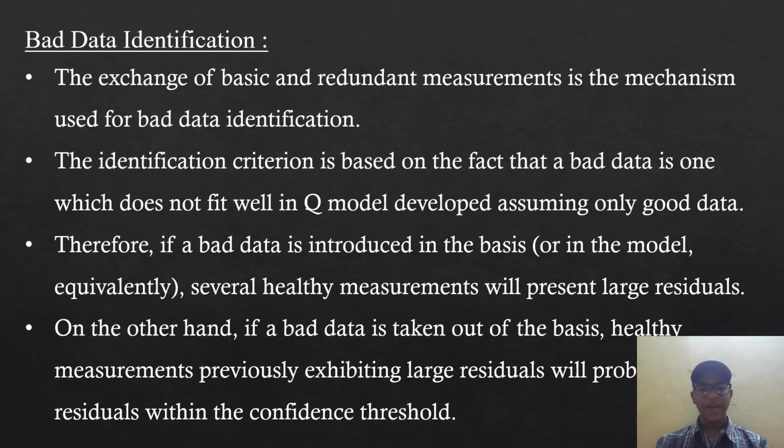Now we are going to discuss bad data identification. The exchange of basic and redundant measurements is the mechanism used for bad data identification. The identification criterion is based on the fact that bad data is one which does not fit well in a model developed assuming only good data. Therefore, if bad data is introduced in the basis, several healthy measurements will present large residuals. On the other hand, if the bad data is taken out of the basis, healthy measurements previously exhibiting large residuals will probably present residuals within the confidence threshold. Of course, these assumptions are valid only if local redundancy is high enough and the number of bad data is small compared with the number of good measurements.